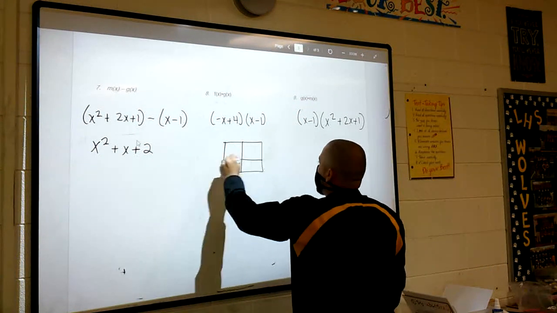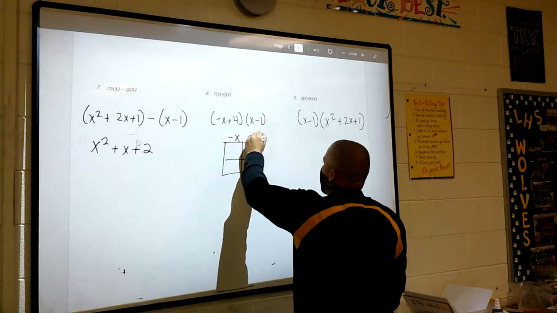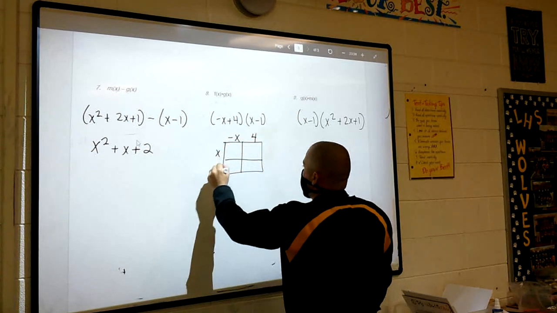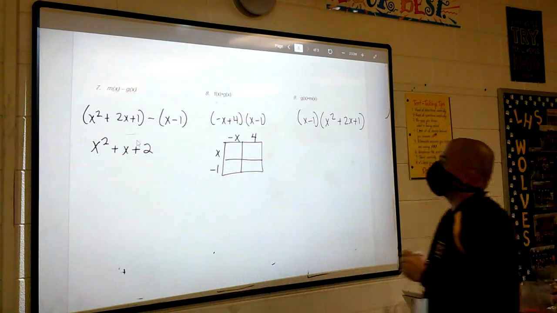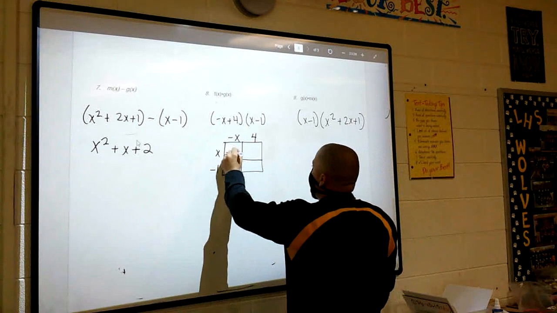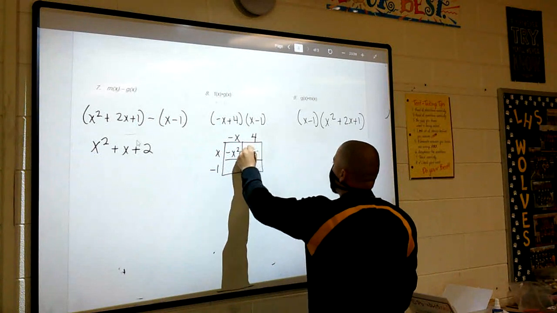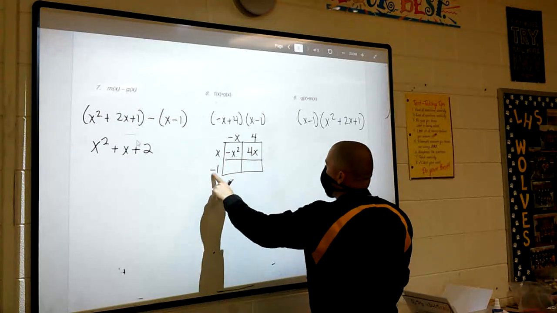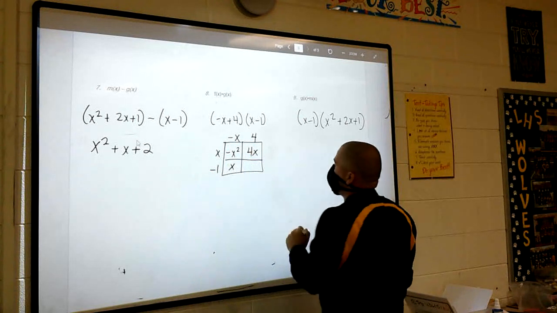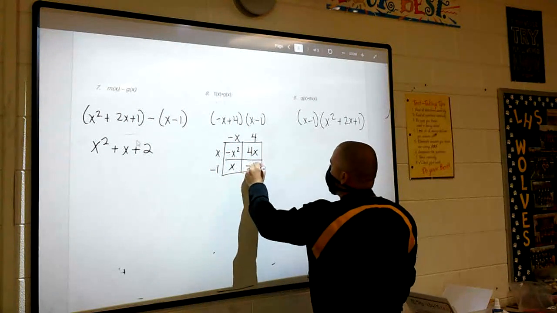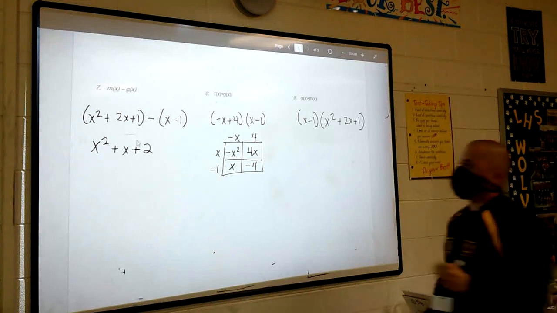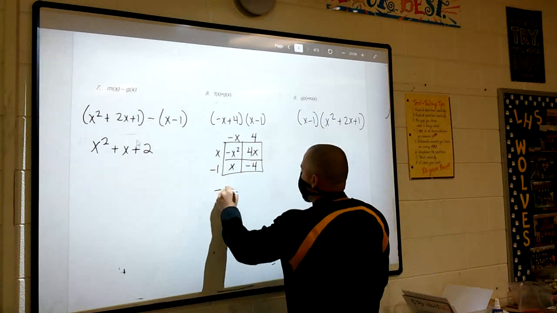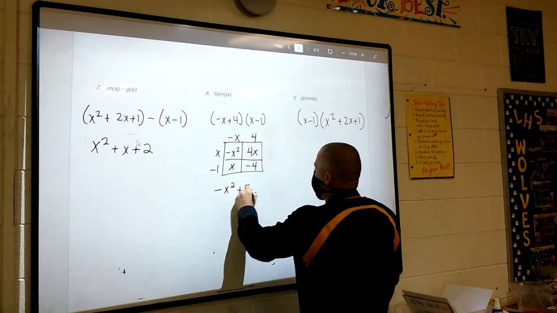Number 8 is FOIL, or the box method. So we have negative x, 4. We have x and negative 1. So we're going to have to multiply a binomial times a binomial. So that's negative x squared. 4 times x is positive 4x. Negative x times negative 1 is a positive x. And 4 times negative 1 is negative 4. And then we can combine like terms, which is our 4x and our positive x. So we get negative x squared plus 5x minus 4.